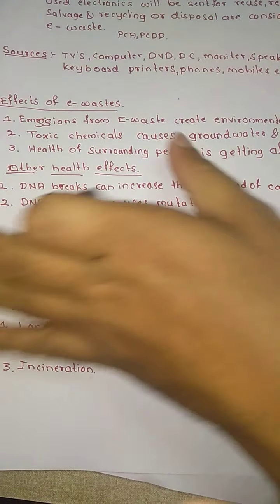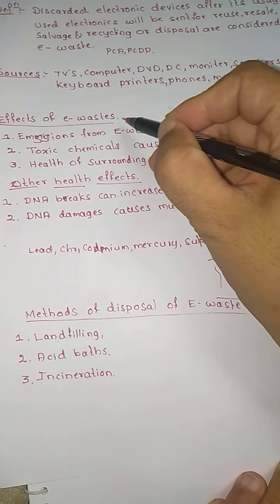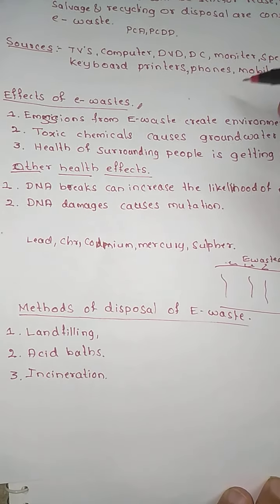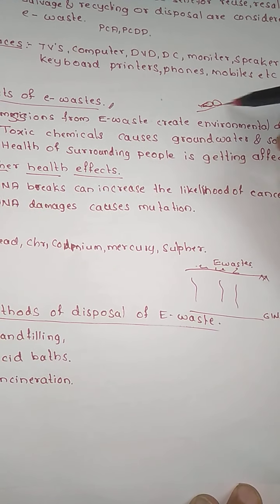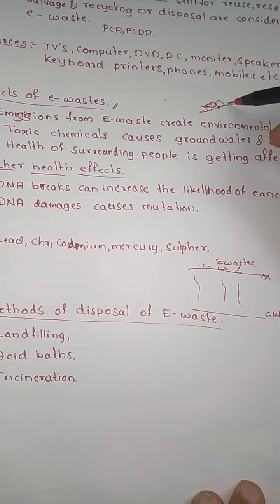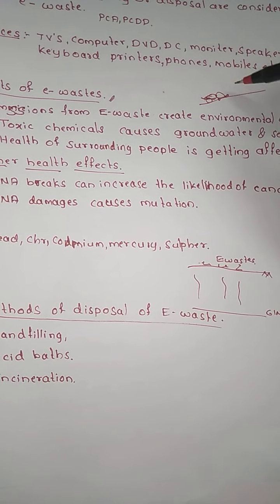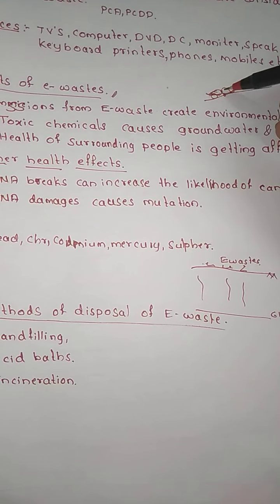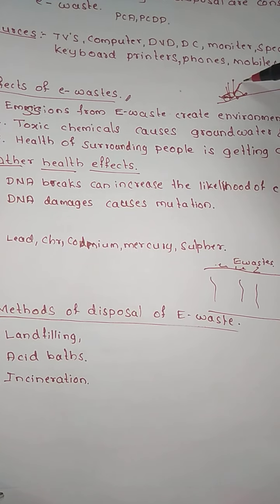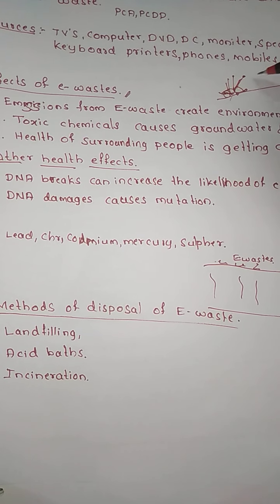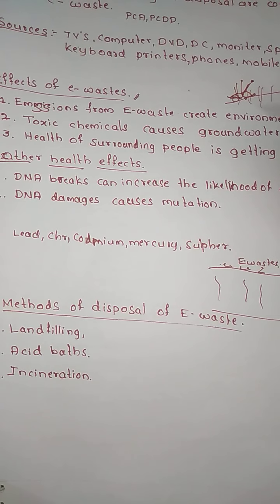Okay, now we are going to discuss the next part, the effect of e-waste on the environment. As I have told, the maximum of e-waste is non-biodegradable material. Or if it is degradable, it degrades very slowly. So how are we going to dispose of it? By open dumping, by landfilling, or by the incineration process.